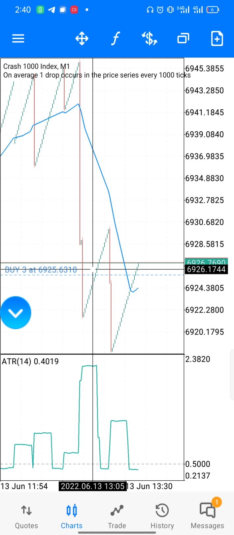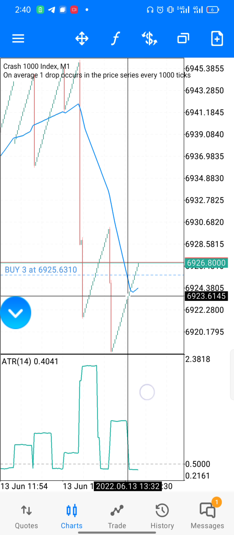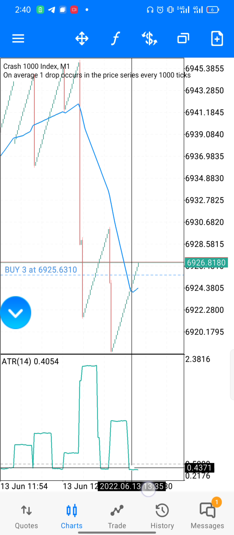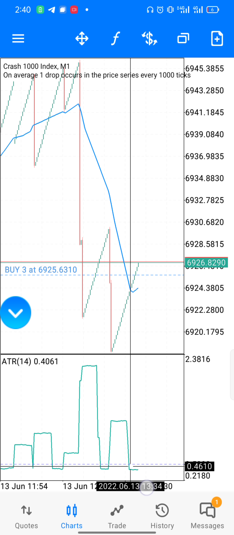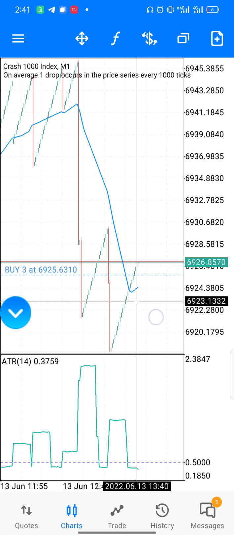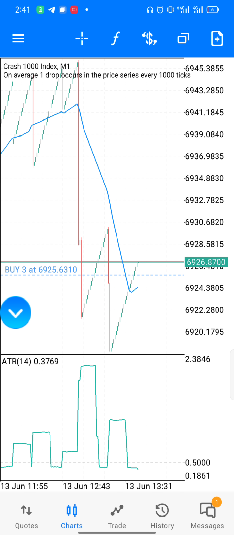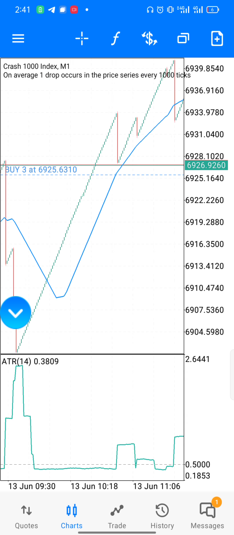You can see all the conditions are met. Look at it. The moving average cross below here, and then what? The ATRO line cross below the 0.5 level. So I placed the buy, and then what is happening? I got 1 candle, 2 candle, 3 candle. I'm waiting for the remaining 3 candles to take profit with this strategy. Exactly, guys. So we are just gonna wait.